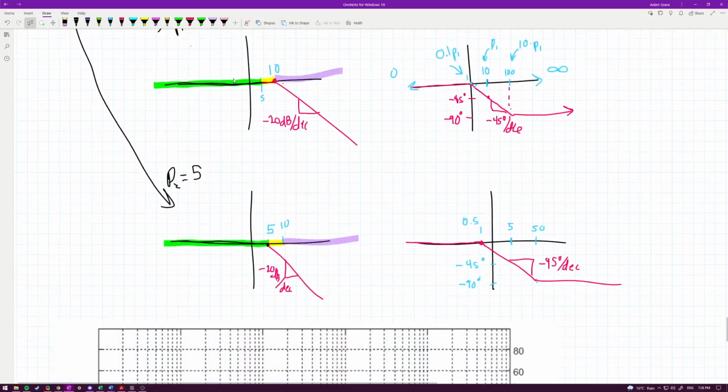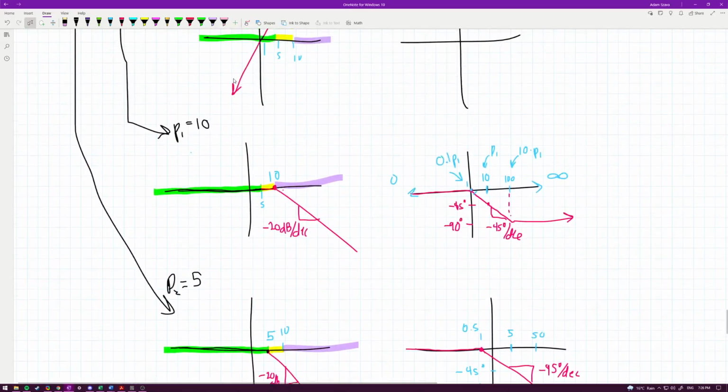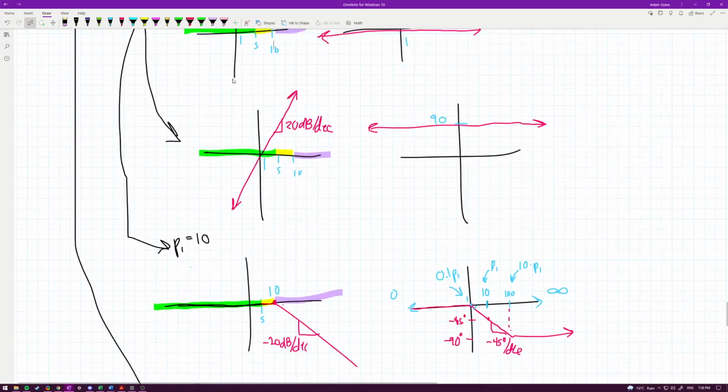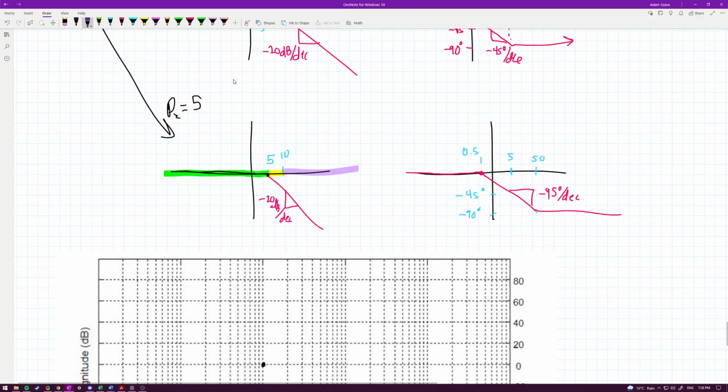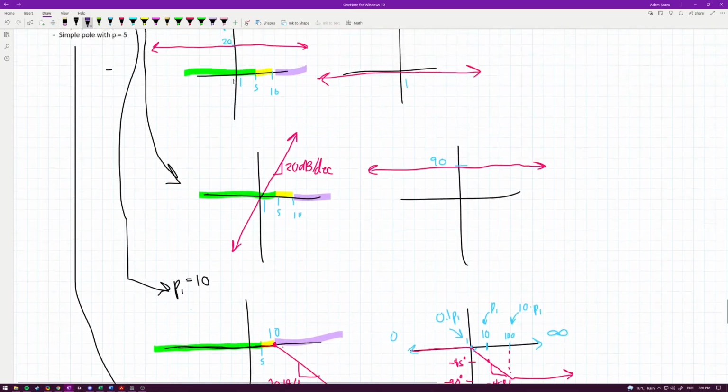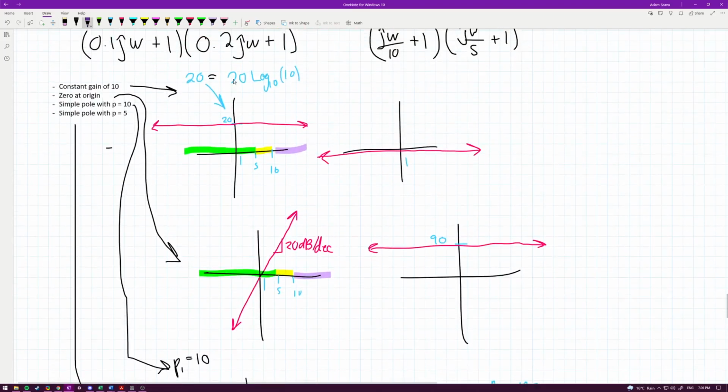Just for the magnitude plots. And so I break it into 3 sections because I have 2 breaking points. Breaking point there and a breaking point there. These ones don't have breaking points. So then I can do this by just adding everything up. So it's going to be essentially 20, but with a slope of 20.